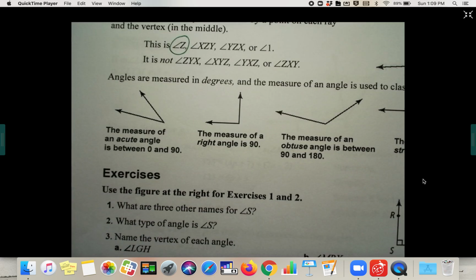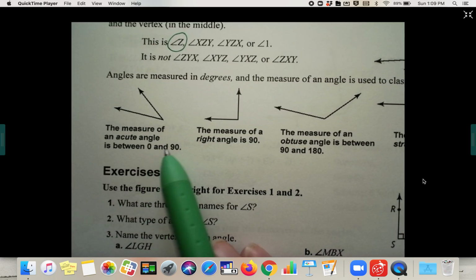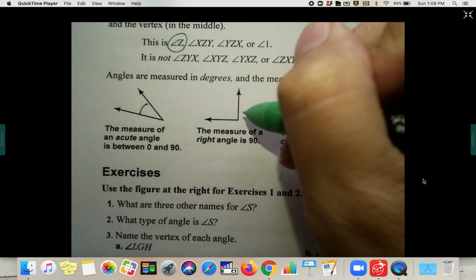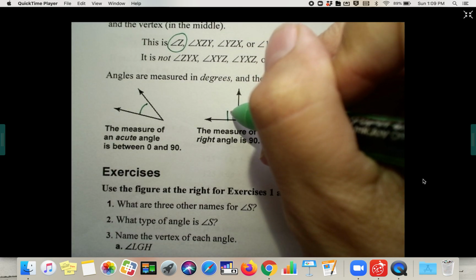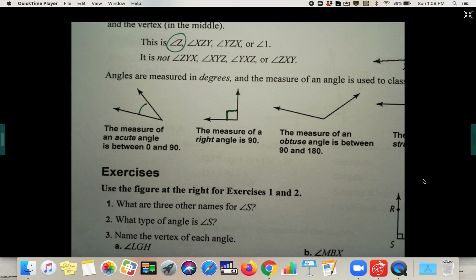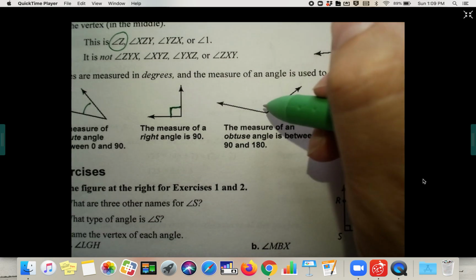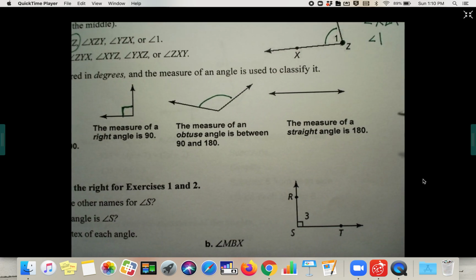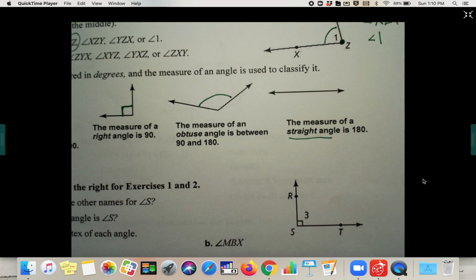Okay, an acute angle is between 0 and 90 degrees. So this is an acute angle. 90 degrees would be exactly a right angle. A lot of times you see a little box in there to show that it's a 90-degree angle. An obtuse angle is greater than 90 degrees but smaller than a straight line, so between 90 and 180. And the measure of a straight angle, which just looks like a line but is actually called a straight angle, is exactly 180 degrees.